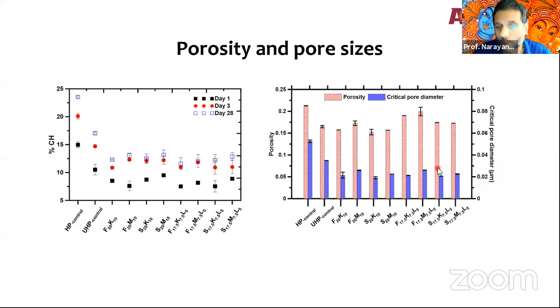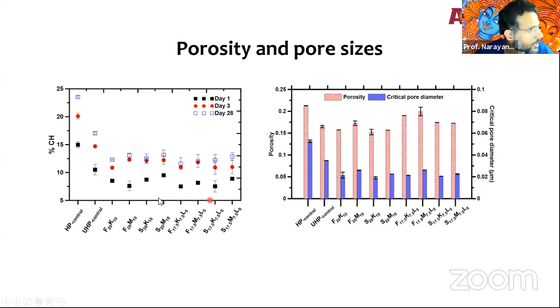And it's important to note that it is the pore sizes that dominate your durability more than the porosity. Porosity is very important, but pore sizes, how large your pores are, typically dominate your durability much more than your porosity. And you can see that in all of those.